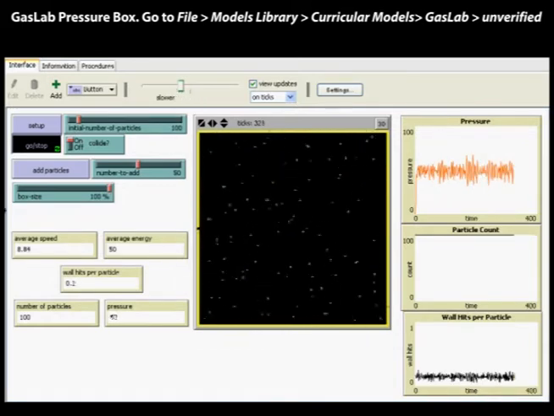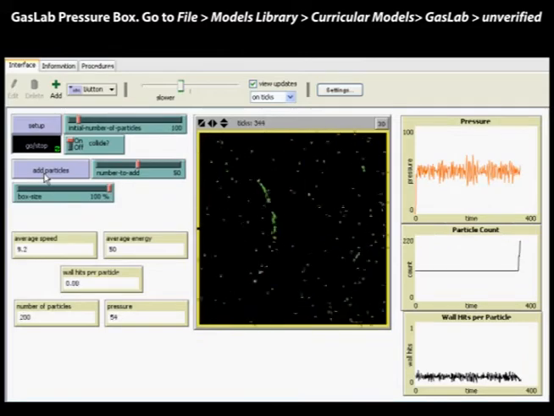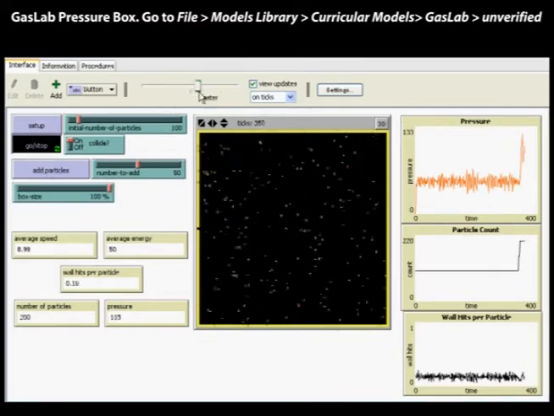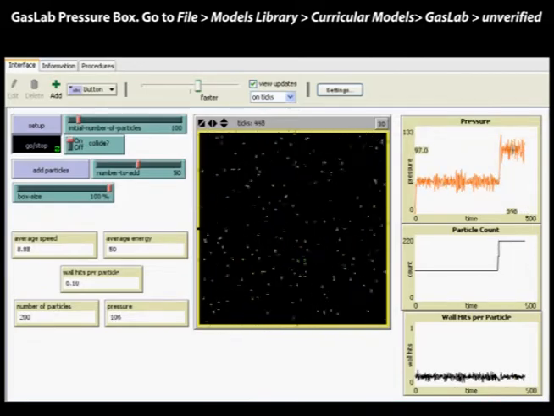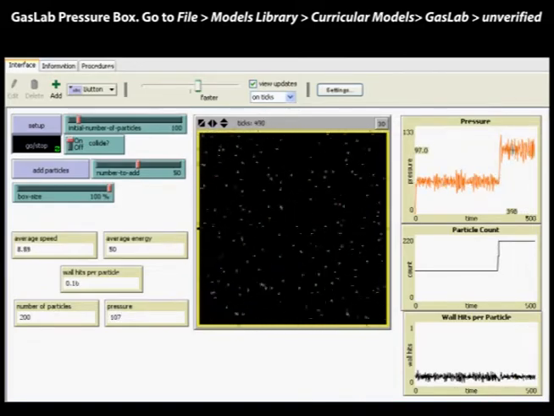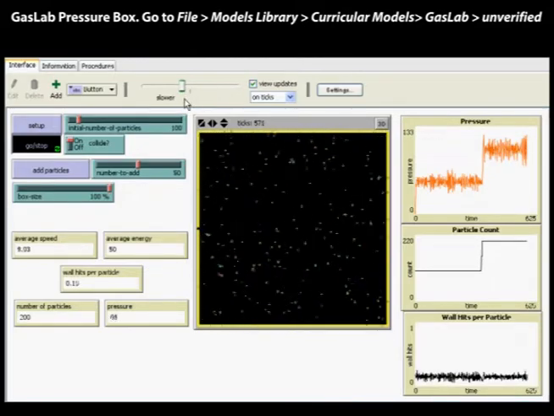Let's now double the number of particles from 100 up to 200. That's 2 puffs of 50. Speed things up so we can get some data quickly. And it's looking like that's going to average out to around 97 or so. Let's make a note of that number as well. Let's slow things down a bit.